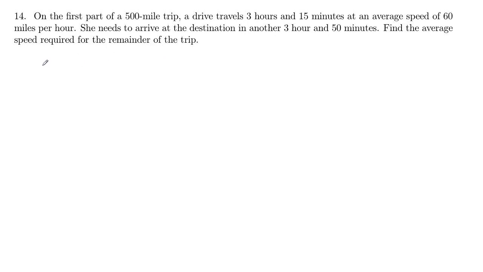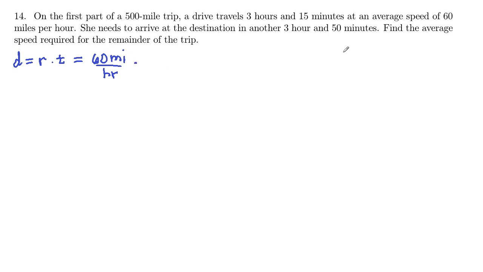So rate times time is equal to distance here. So distance is equal to rate times time. And on the first part of the trip, she is averaging 60 miles per hour. So that's our rate. And she is doing that for 3 hours and 15 minutes.